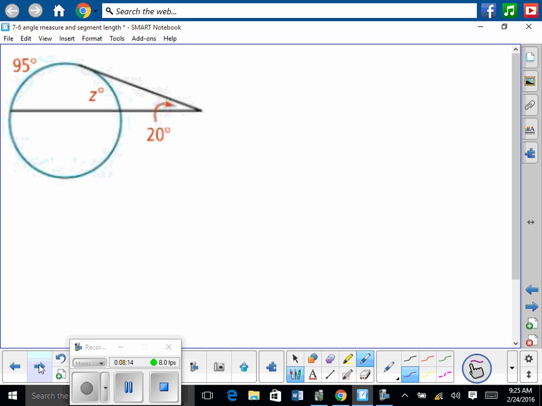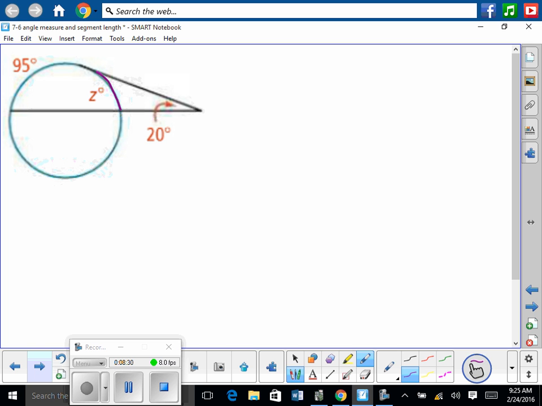Okay, so let's find this, arc Z. So there's just going to be a couple examples today because it's going to take some algebra skills today. Okay, so looking at this one, I'm asking you to find Z. Now notice Z is actually arc Z, right?